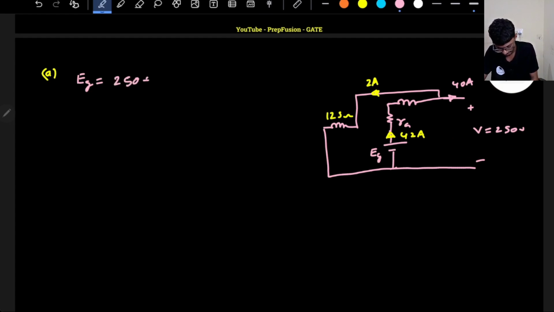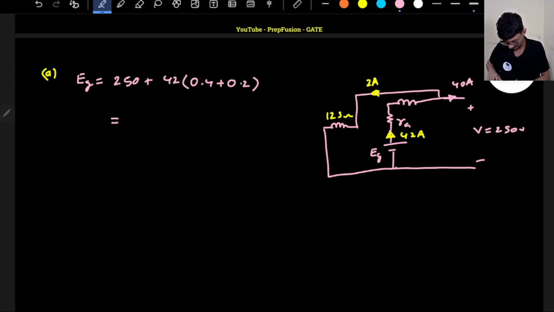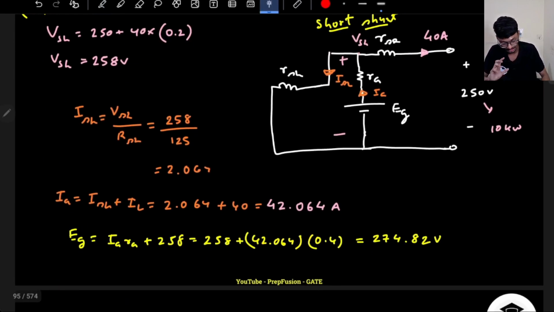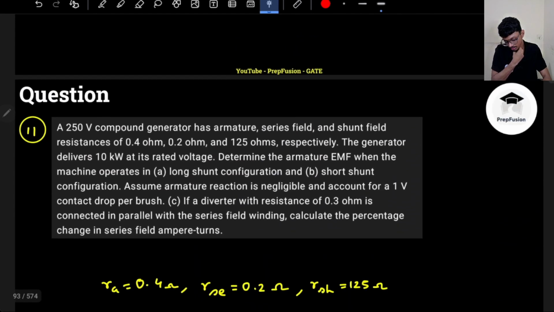250 plus, simple KVL, KCL, right? Plus IA into RA. RA is 0.4 plus RAC, that is 0.2. So this value comes out to be, into 0.6 plus 250, 275.2. So this will be the generated EMF in the short shunt case, and in the long shunt case the generated EMF, the calculation is a bit difficult, it is 274. Okay. Now let's see the third case.